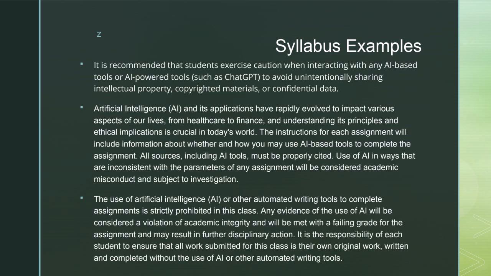So here are some examples. The first one in this case recommends that students exercise caution when interacting with any AI-based tool or any AI-based power tools such as ChatGPT, to avoid unintentionally sharing intellectual property, copyright material, and confidential data. I have this in my syllabi to tell students that once you put something in there, it's still a database. It's collecting that data and using it for the next individual who may type something in there.